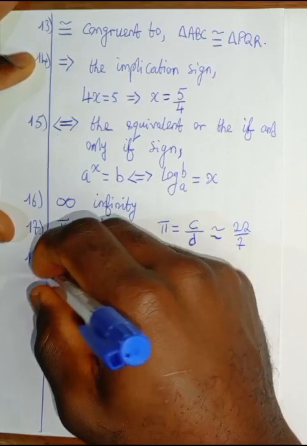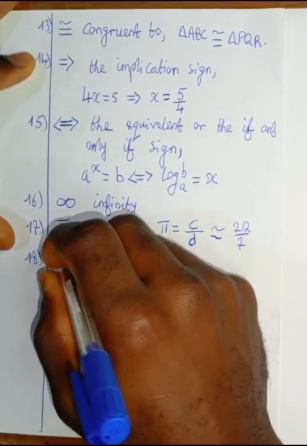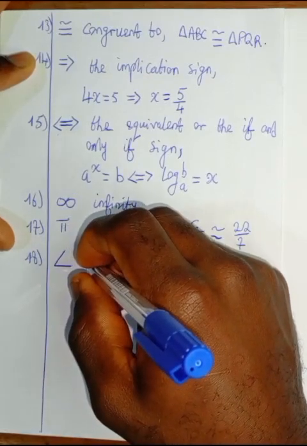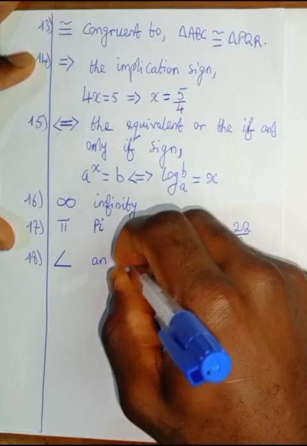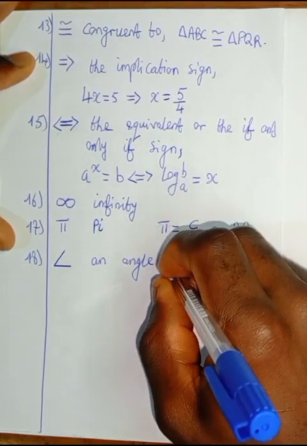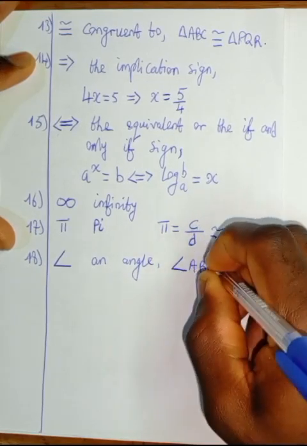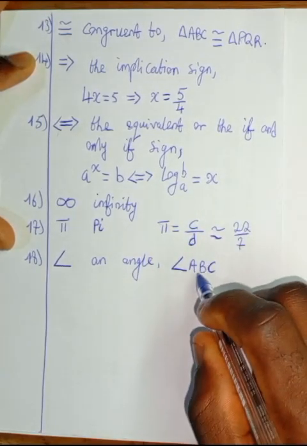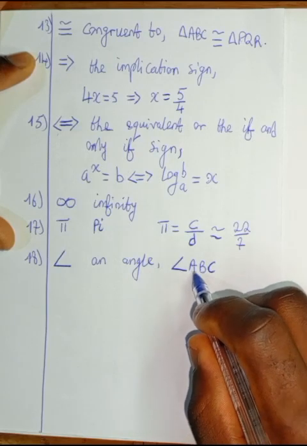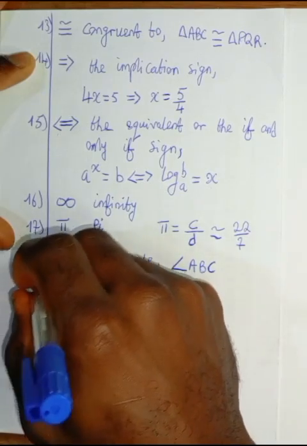We go to 18. We have this symbol which stands for angle. For example, we can say angle ABC. That means the angle at the vertex B of a triangle with vertices ABC. That's what it means.